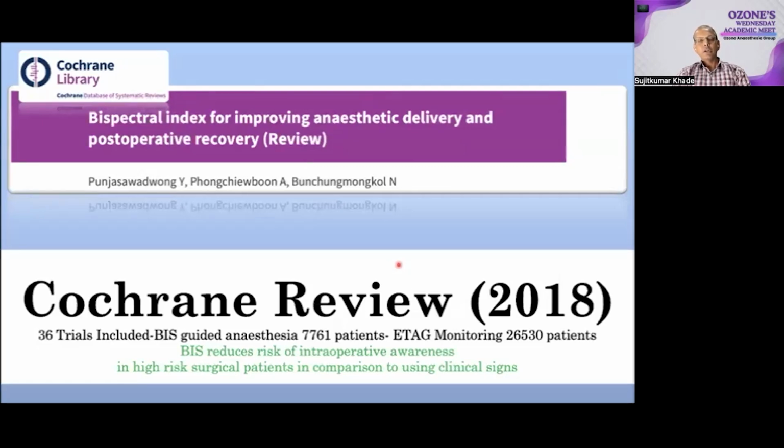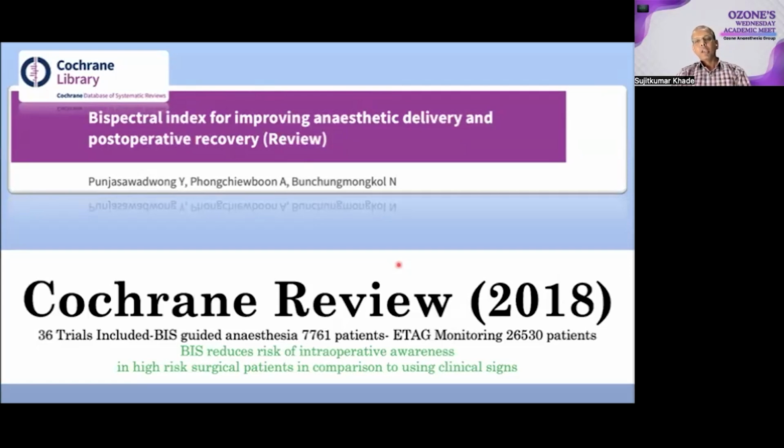BIS-guided anesthesia and end-tidal anesthesia gas monitoring guided anesthesia may be equivalent in protection against intraoperative awareness, but the evidence for this is inconclusive. So you cannot differentiate the superiority between one of them.